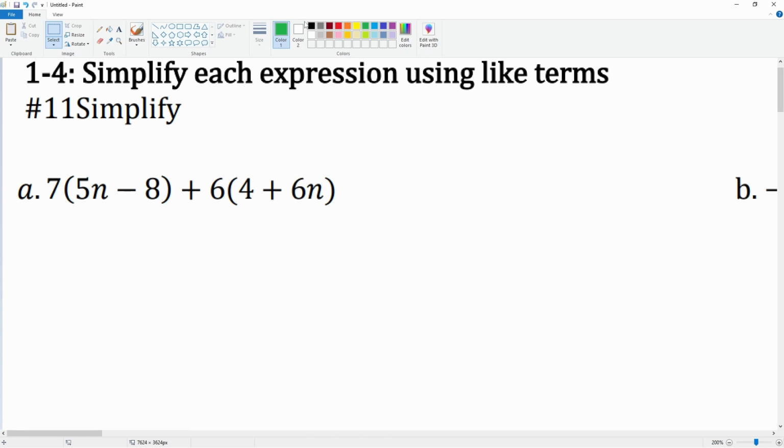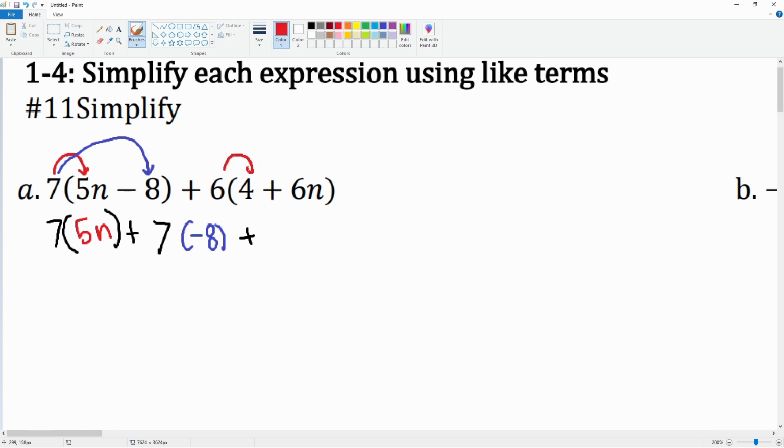Well, we see parentheses, so we have to distribute to get rid of it. So the 7 is going to be multiplied to the 5n. So let's do that first. Bring down the plus symbol. Then that 7 is going to be distributed to that -8. So let's put that in a parentheses here. And then we have that 7 is going to be multiplied to it. Let's add this. Then we have another set that we also have to distribute.